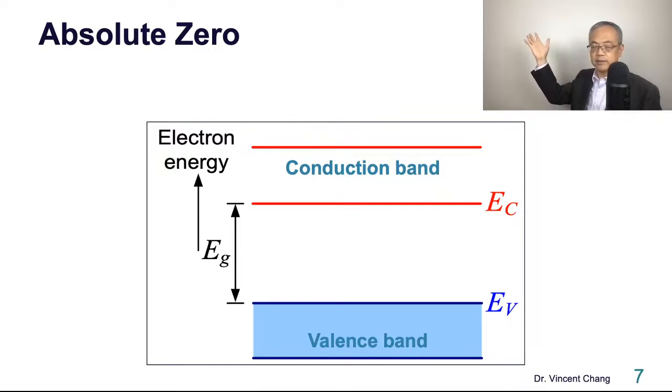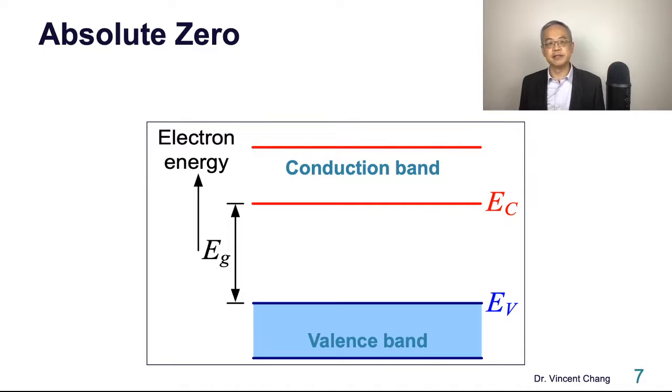So no electrons show up in the conduction band. What does that mean? That means at absolute zero, there's no conduction ability, insulator. So the semiconductor behaves like an insulator.